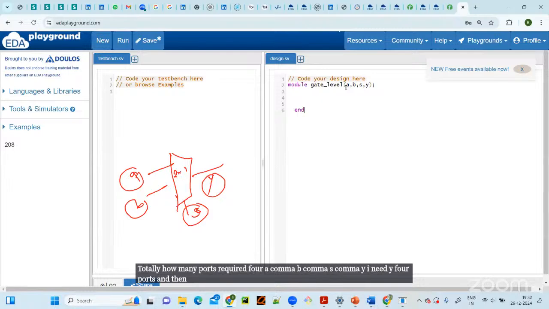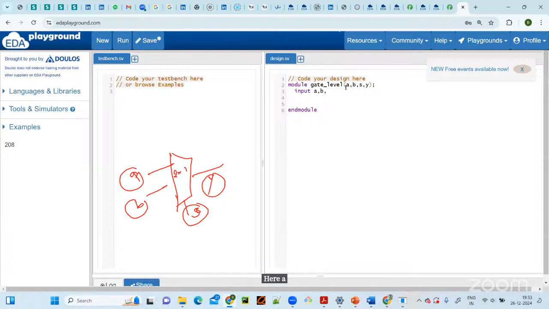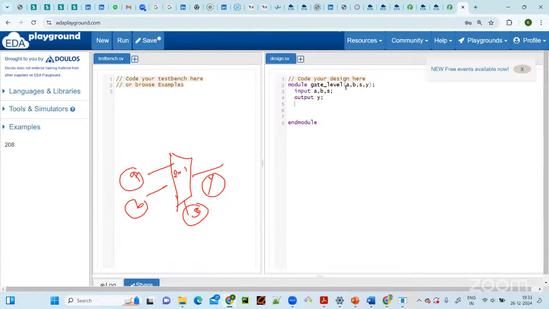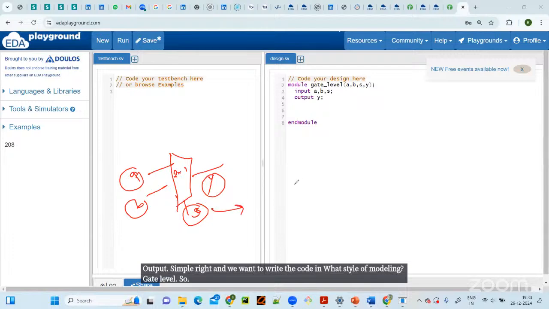If there is a module, there should be an endmodule. Now what do I have to do here? I have to give them the direction. Among them, what are the inputs? A comma B comma my selection line S are the inputs. What is the output here? Y is the output. Simple, right? And we want to write the code in what style of modeling? Gate level. So let us try to write its equivalent gate level diagram here.